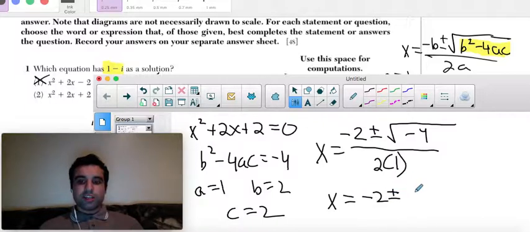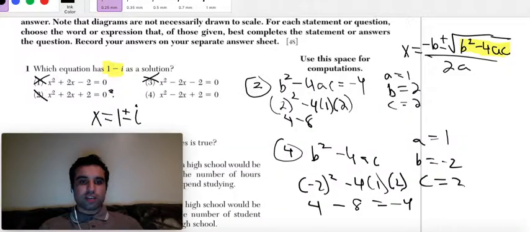Negative 2 plus minus square root of negative 4, which is 2i, all over 2. If I split it up and divide all terms by 2, it just becomes negative 1 plus minus i. But I want positive 1 plus minus i. So by elimination, guys, our answer is choice 4. And let's just work it out and show that it works.